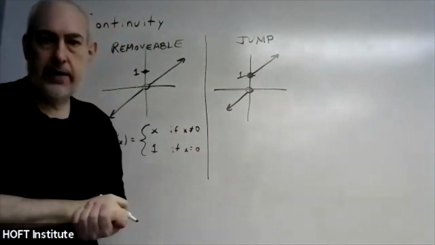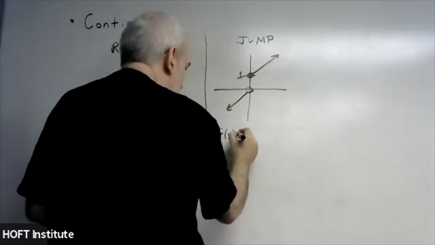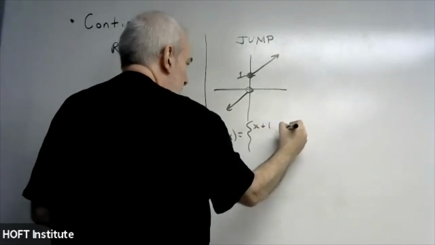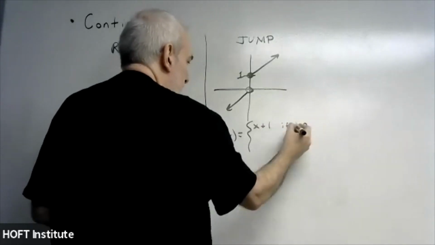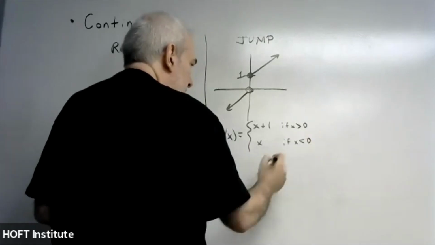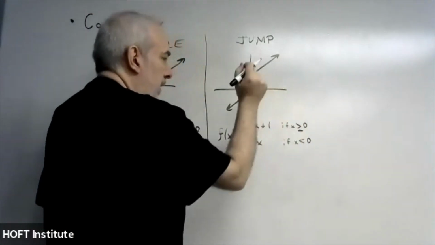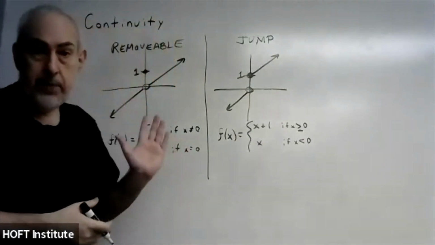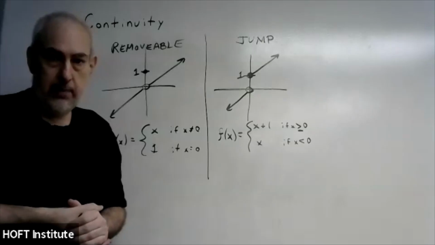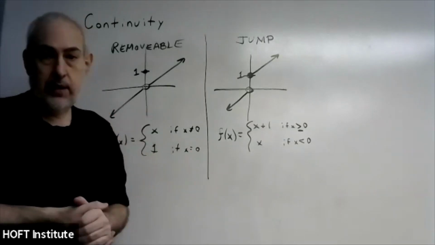Something like that. Okay, so I would define this as a piecewise function. F of x equals x plus 1 if x is greater than 0, and is equal to x if x is less than 0. Oh, greater than or equal to, because I did put a solid dot over there. Okay, so with jump discontinuities, it's the limit that is the problem, because the limit from the left just doesn't equal whatever the limit from the right equals.